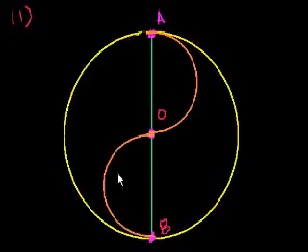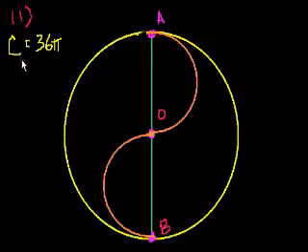If the circumference of the circle is 36 pi, the circumference of the big circle, and I'll do it in yellow, which is the color of the perimeter of that circle. So they're saying the circumference is 36 pi. What is the length of the curved path from A to B to O? So they want to figure out the length of essentially this brown path.